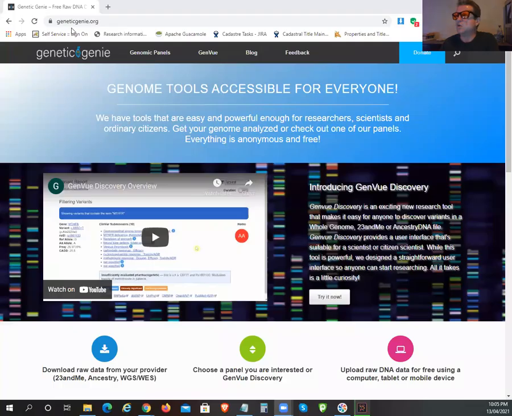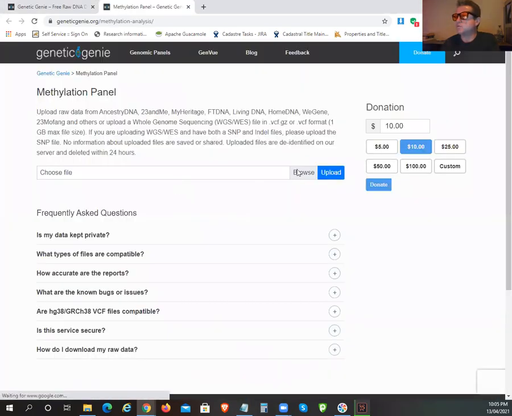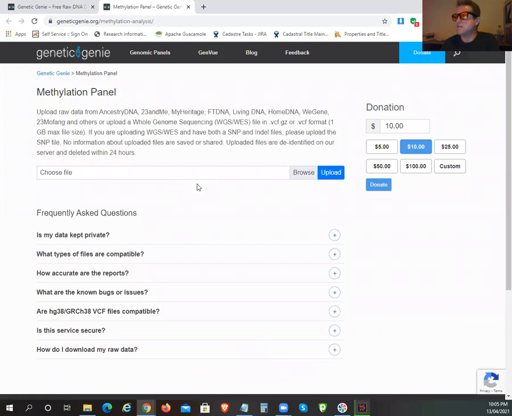So this is called geneticgenie.org. I'll put it in the description. You've basically got a methylation panel and a detox panel. So pretty much we will load the files. You've got a zip file for 23andMe.